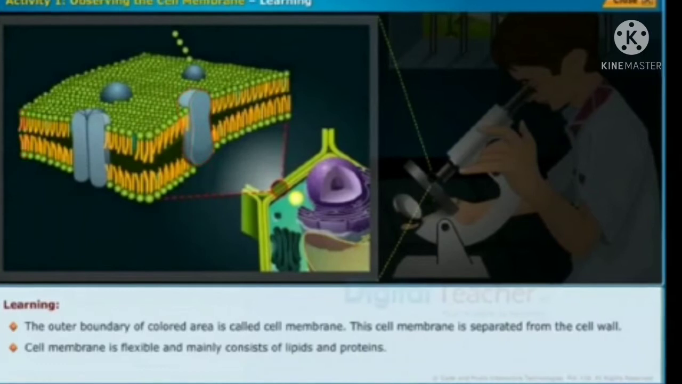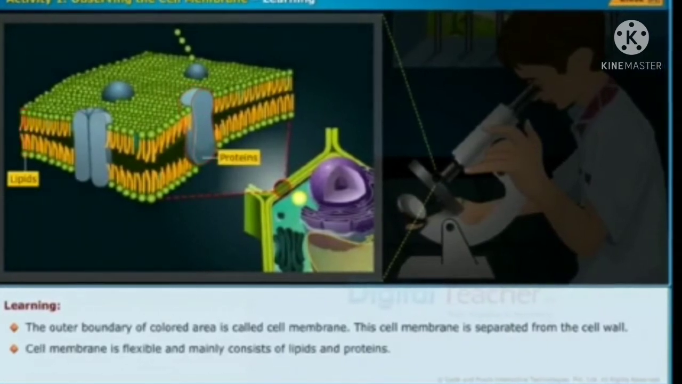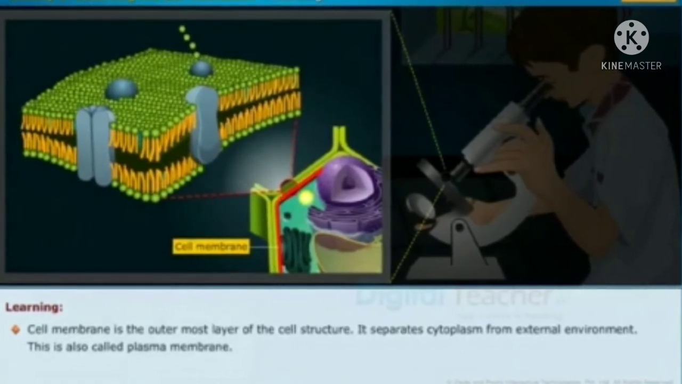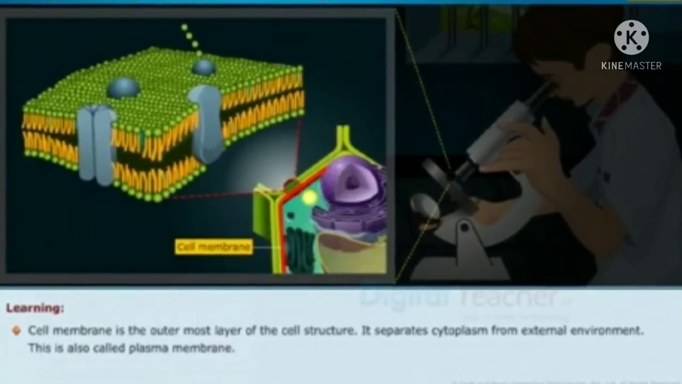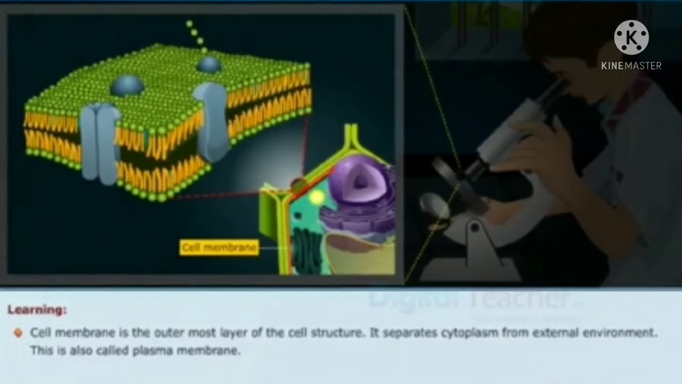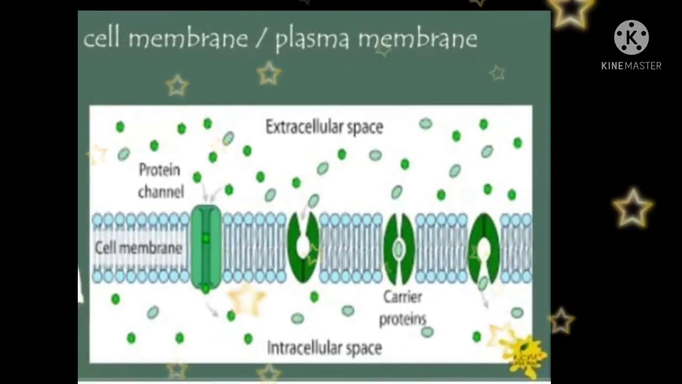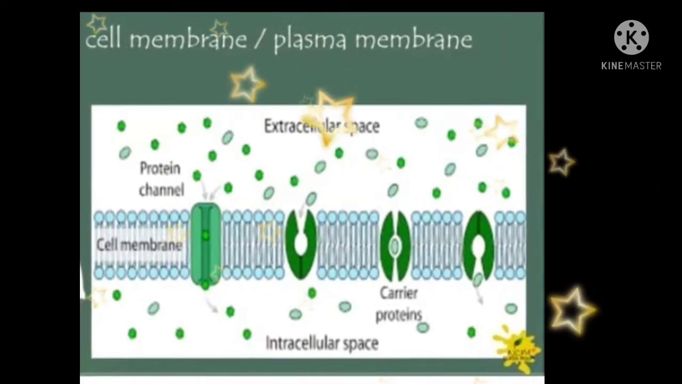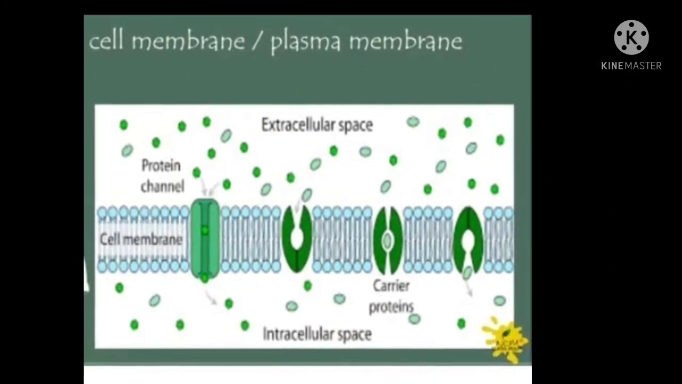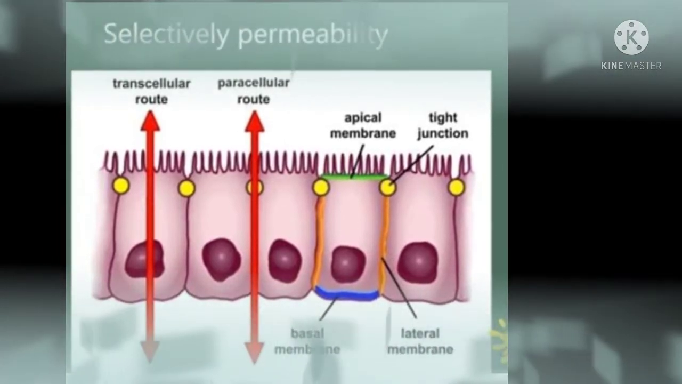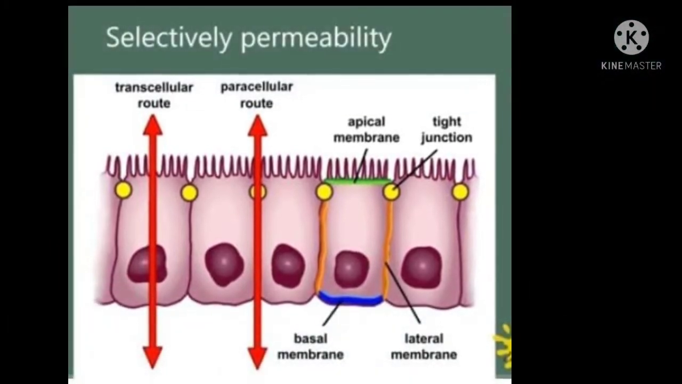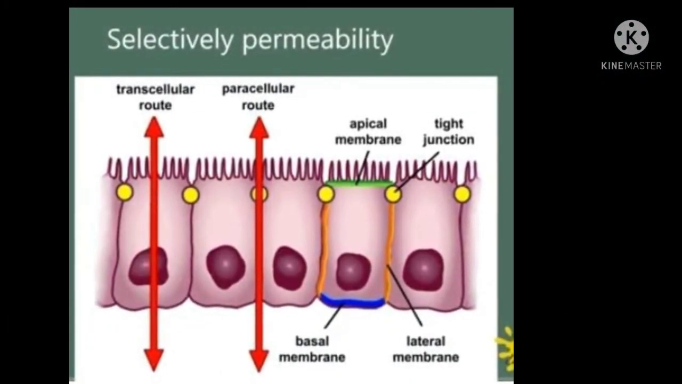So, the cell membrane is flexible and mainly consists of lipids and proteins. The cell membrane is the outermost layer of the cell structure. It separates the cytoplasm from the external environment. This is also called the plasma membrane. The cell membrane defines the shape and size of the cell. Any substance entering or leaving the cell can do so only through this membrane. The exchange of substances through the cell membrane happens very selectively. Hence, it is known as selective permeability.